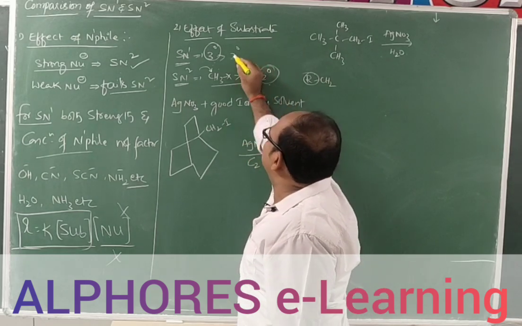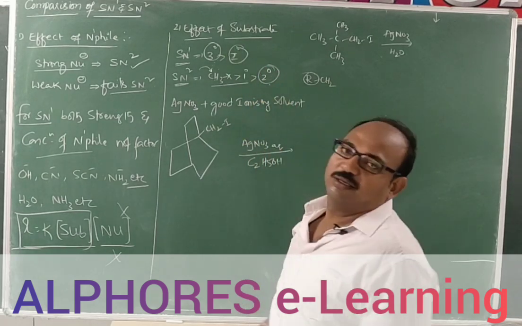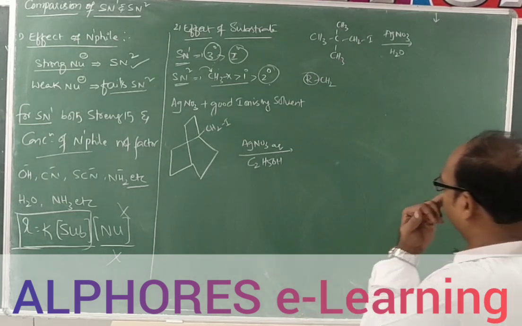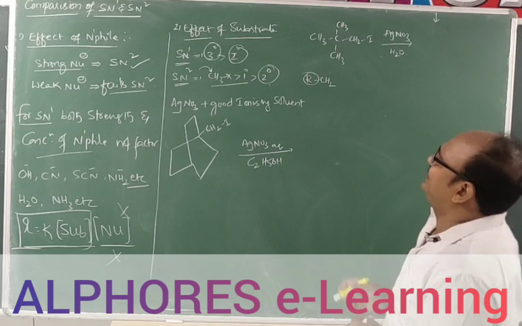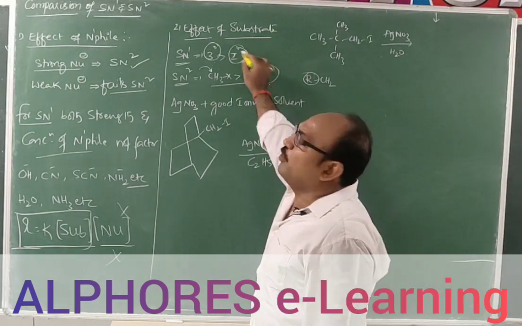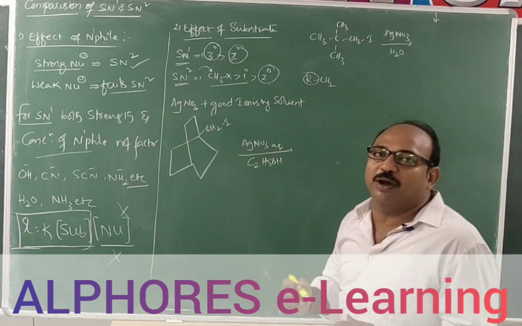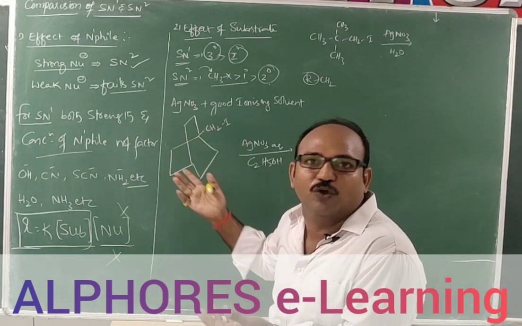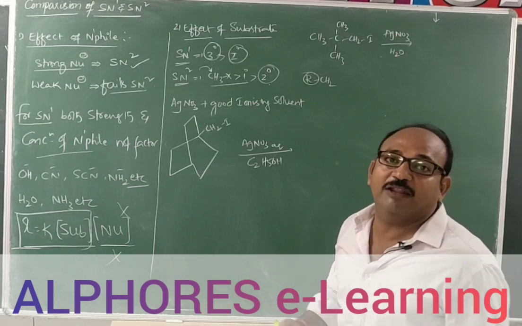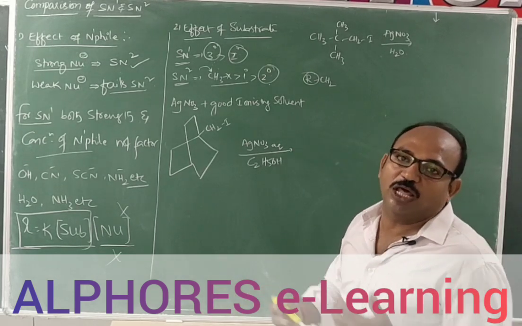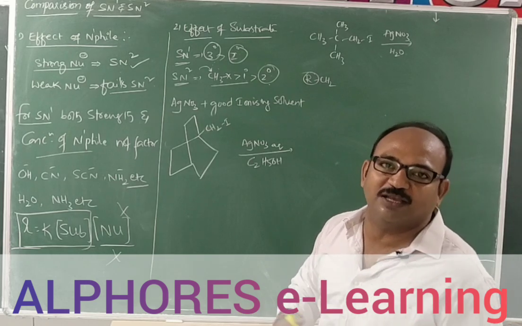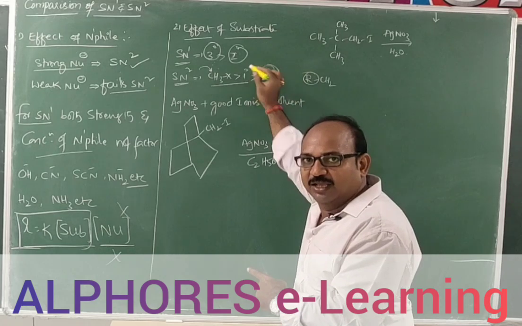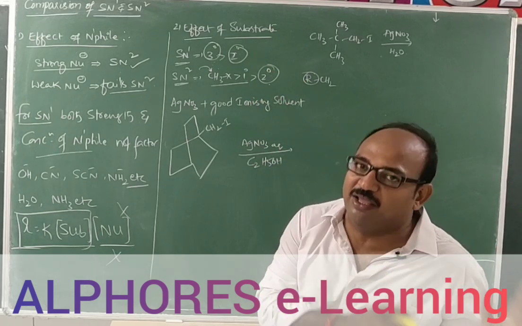Now the question is, what about secondary? If we consider a secondary alkyl halide as the substrate, whether it undergoes SN1 or SN2, secondary can go both ways, depending upon the remaining factors like which nucleophile you are going to use, strong or weak, and which solvent we are going to use, polar protic or polar aprotic. Means if the substrate is secondary, we need to consider the remaining factors.